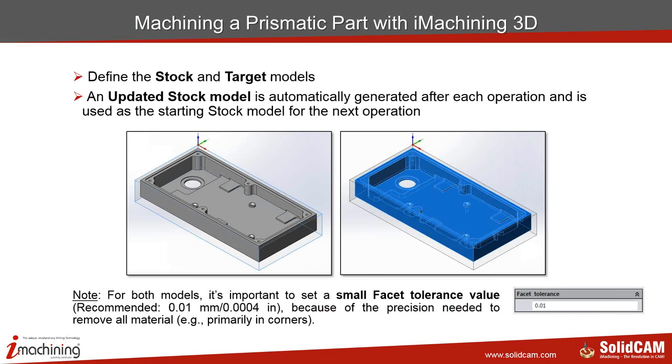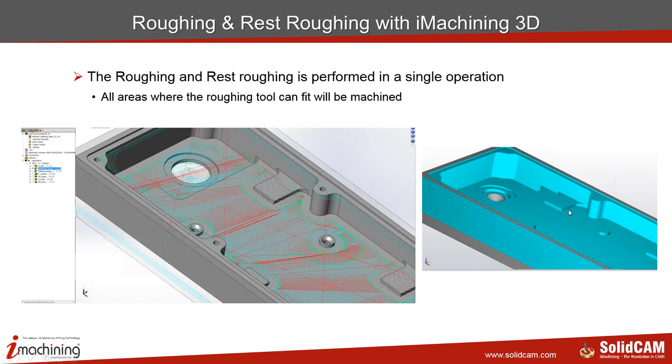Now, some of the rules that I was talking about, let me just mention them again. When you're working on prismatic parts, and by the way, this is true really with any iMachining 3D, always define your stock and your target models. Okay? And we also recommend that your facet tolerance, as I showed you, should be 0.01 millimeters. Now, we do our roughing and rest roughing, which is what we just did in this operation. We did the roughing, which went all the way down to its very deepest steps, and then the rest roughing as it stepped up on the part itself. Okay? And that's the result we get.